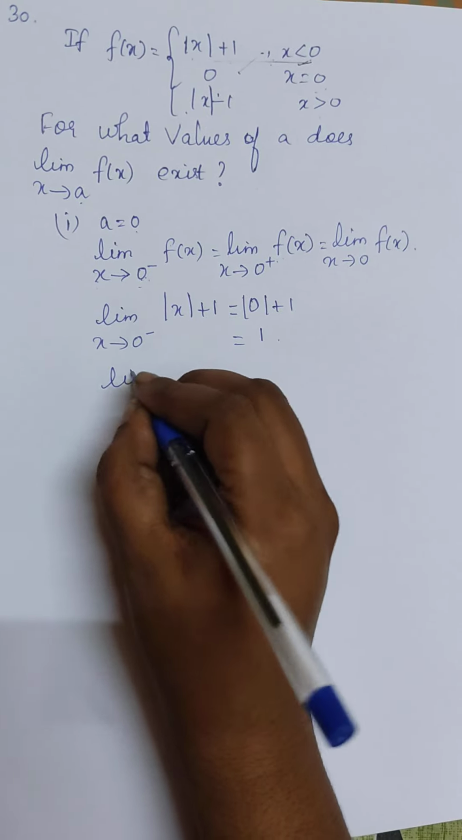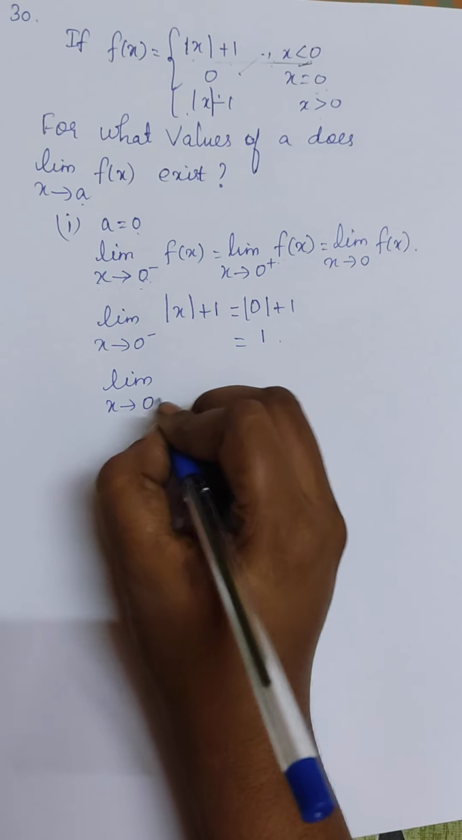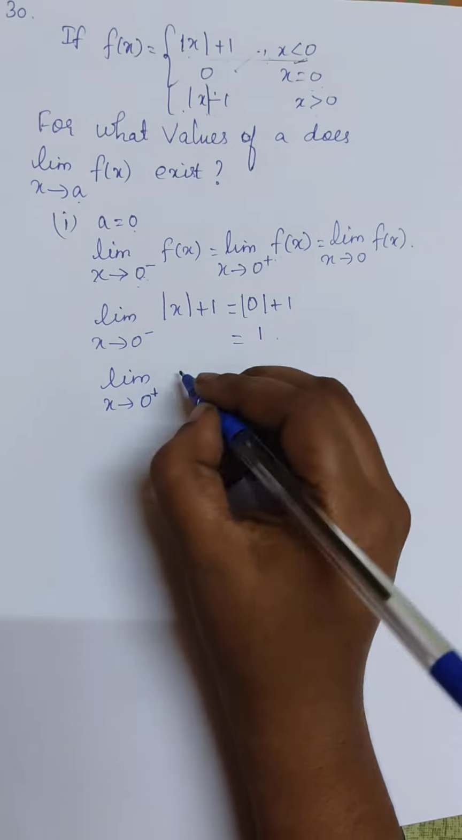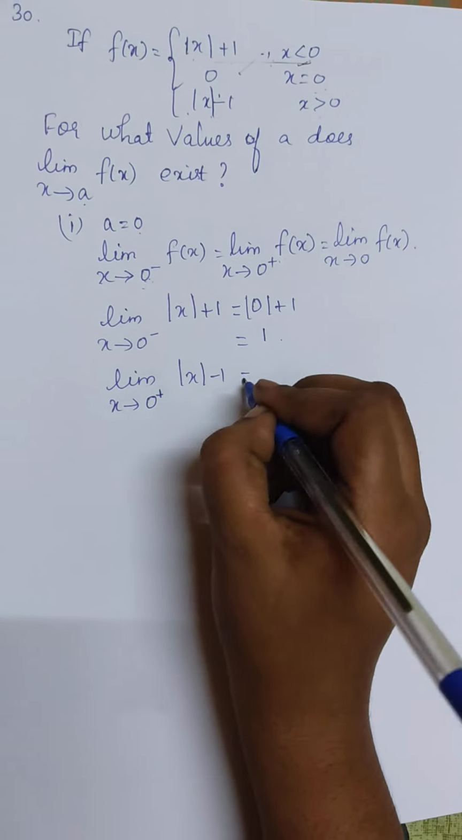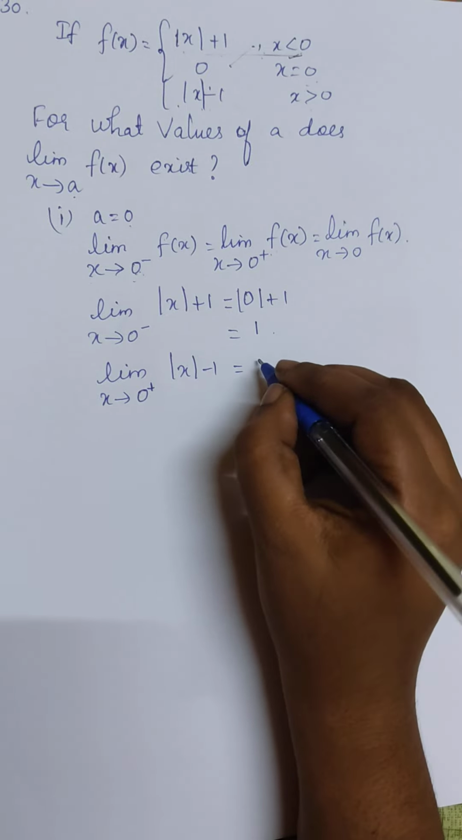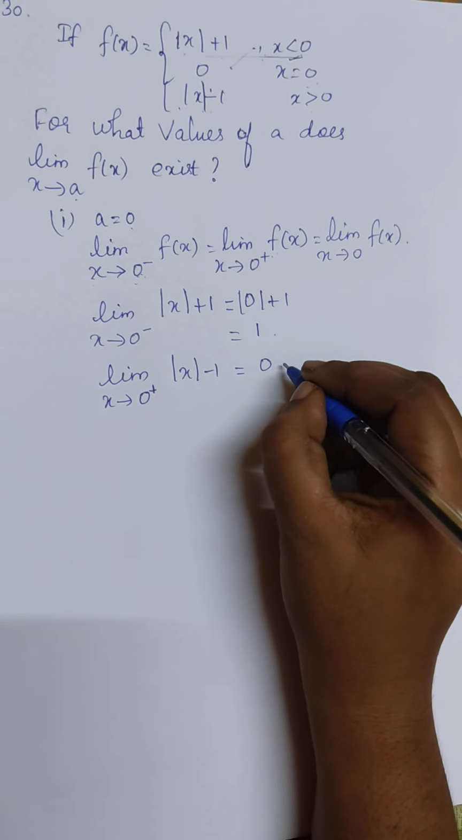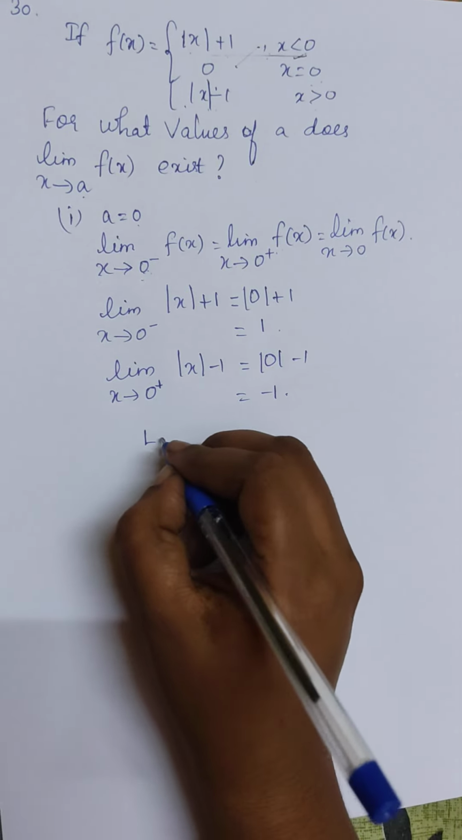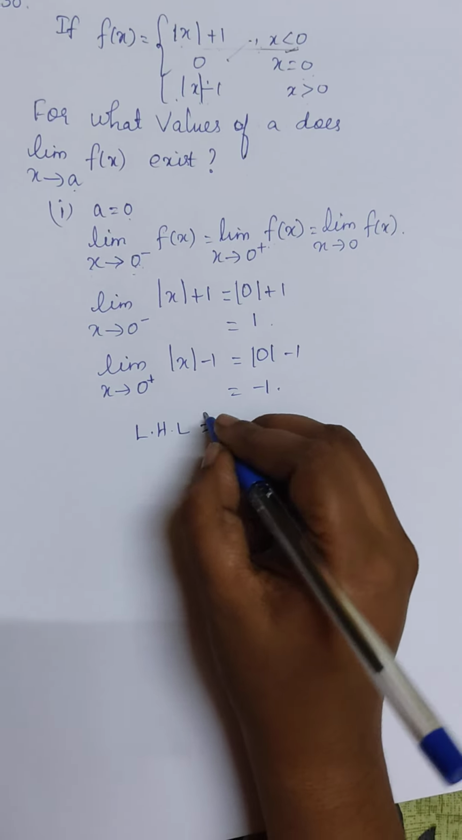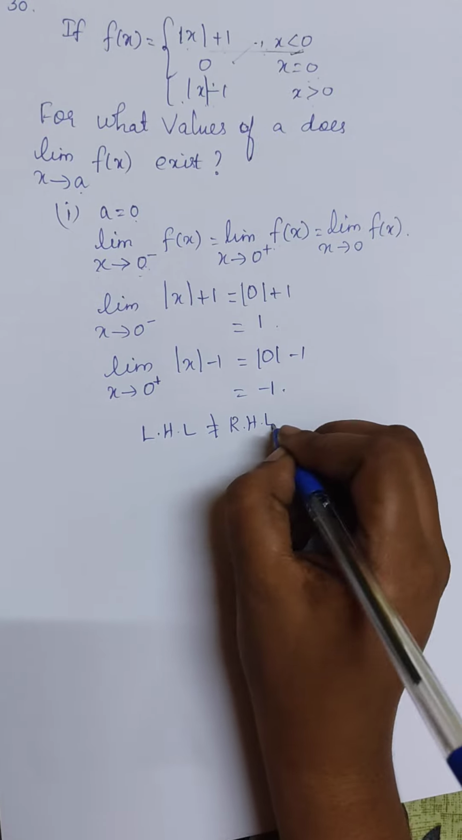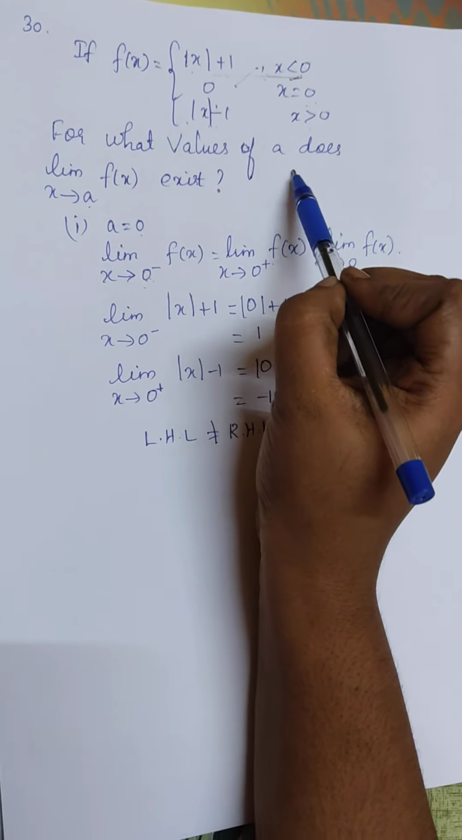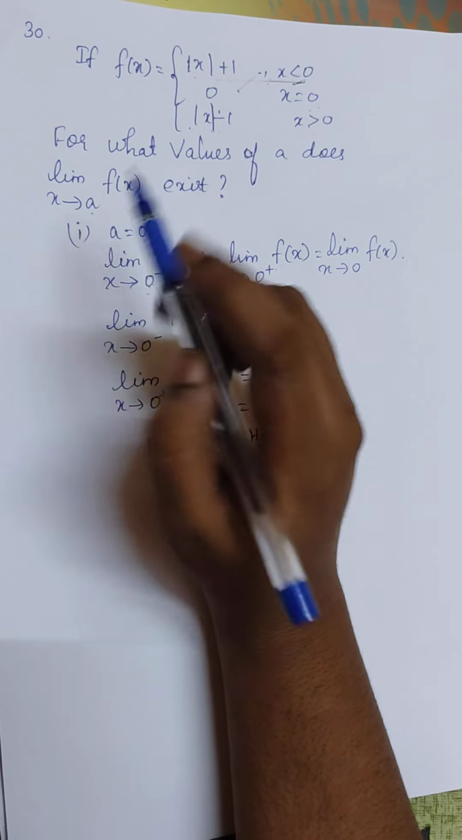And again, limit x tends to 0 plus. For this, consider the function mod x minus 1. Substitute x as 0, so you will get 0 minus 1. Here the left-hand limit is not equal to the right-hand limit. So we are concluding the limit does not exist when the value of a is equal to 0.